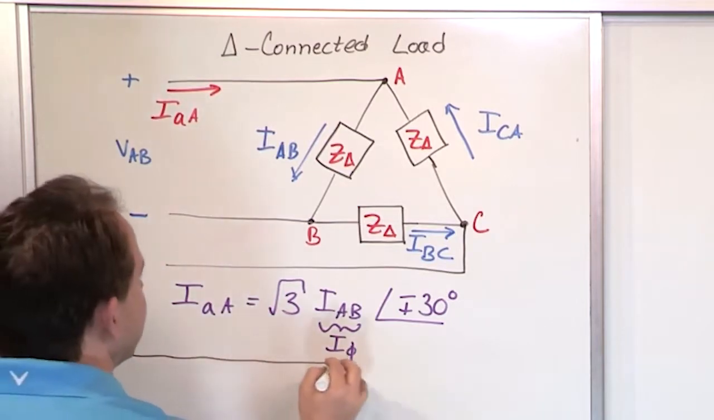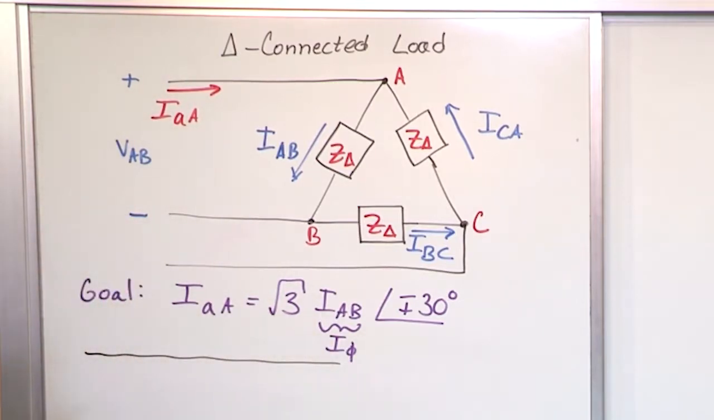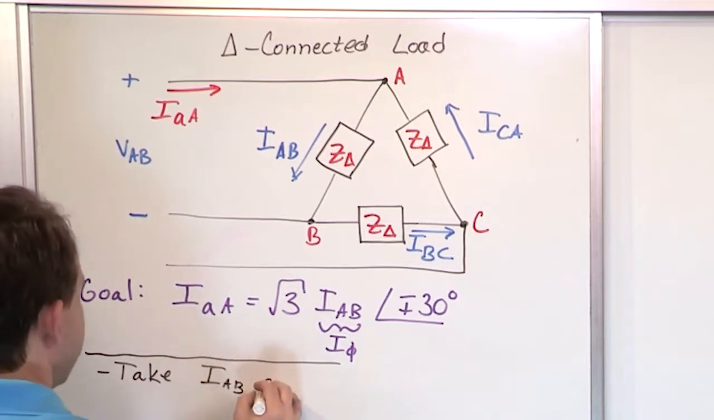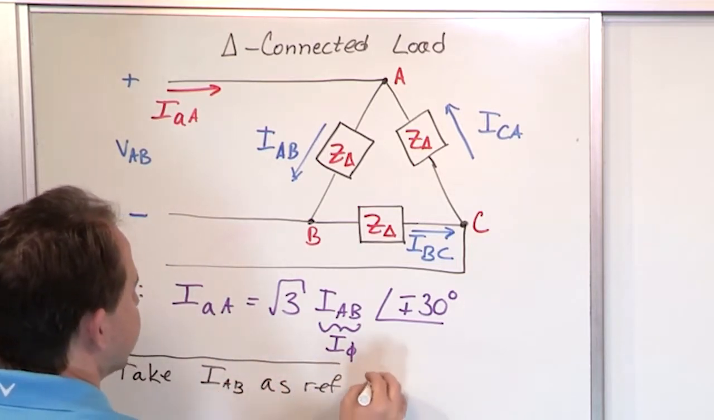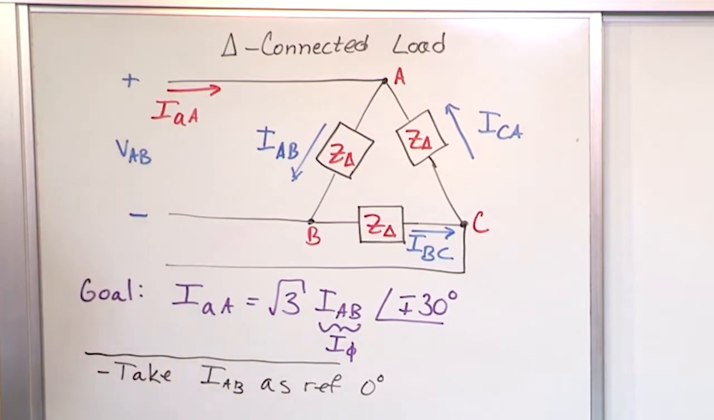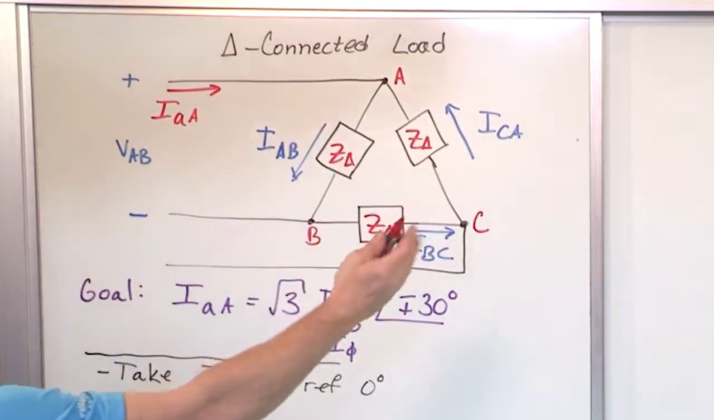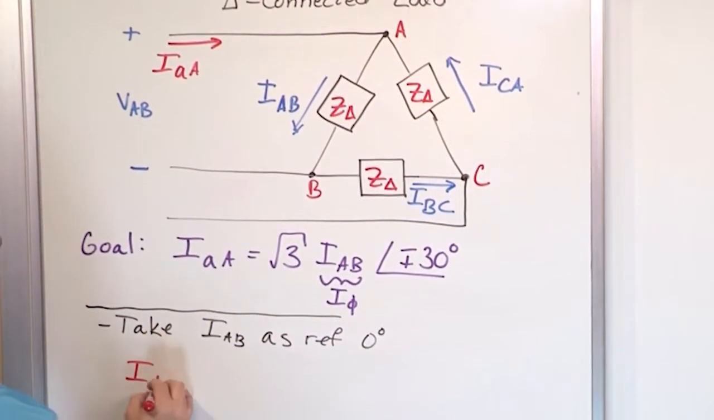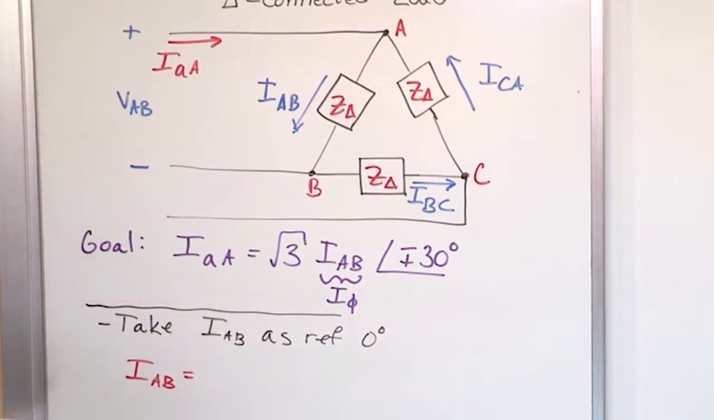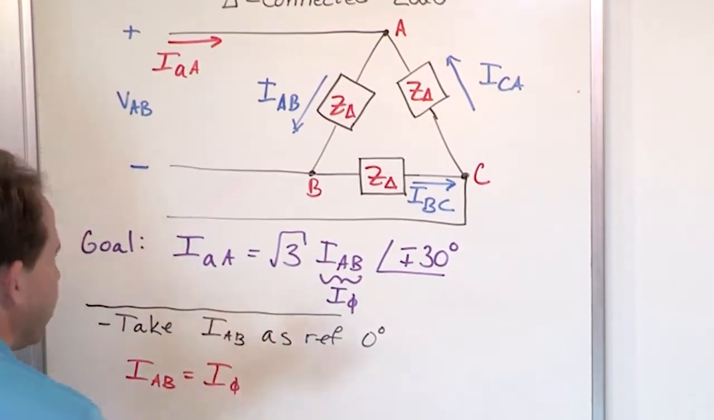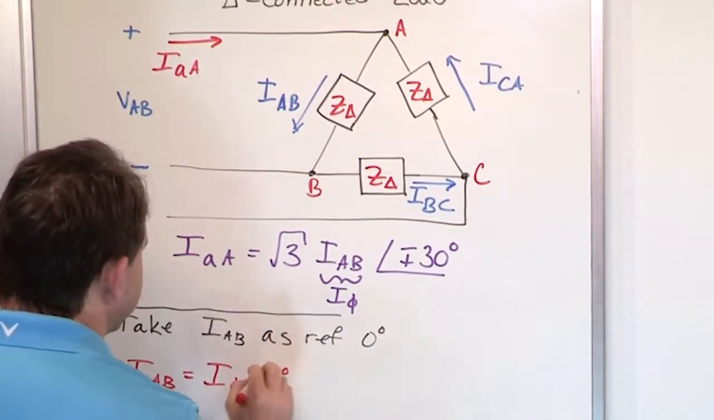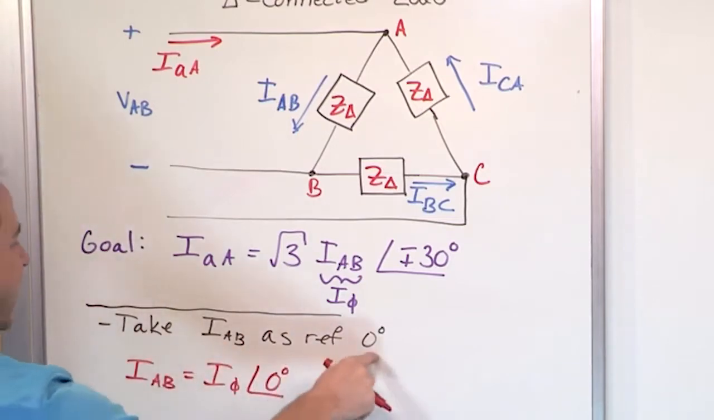Toward that goal, the very first thing we want to do is take, in our analysis, the phase current I A B as the reference of 0 degrees. Because we're taking that as a reference, all the other currents in the circuit will just be measured relative to it. So I A B is going to have some magnitude, we'll call it the phase current magnitude. It could be 3 amps or whatever. And it has a phase angle of 0 degrees. We're just doing this by definition because we're taking it to be the reference.